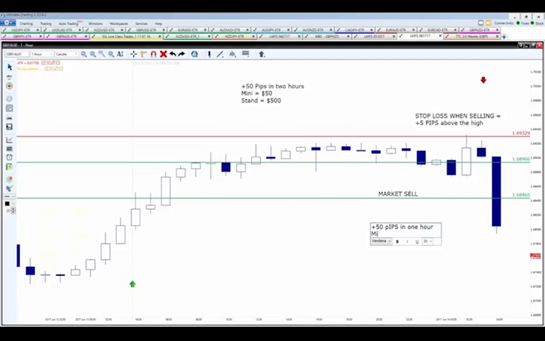Not too bad. So if you were trading a mini lot account, you just generated another $50 in profits. Standard lot, you just generated $500 at $10 per pip.